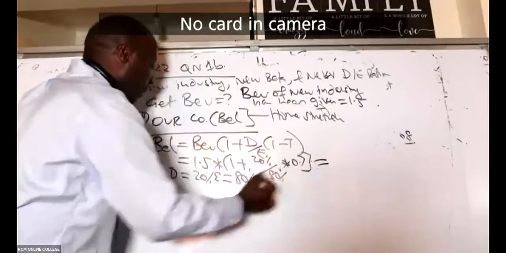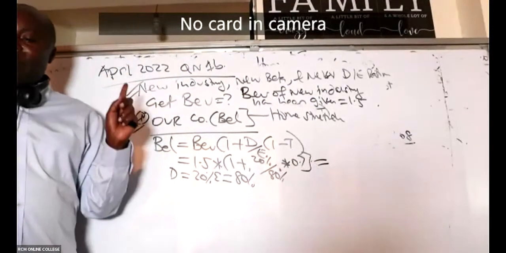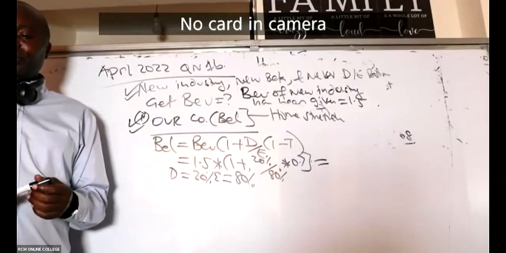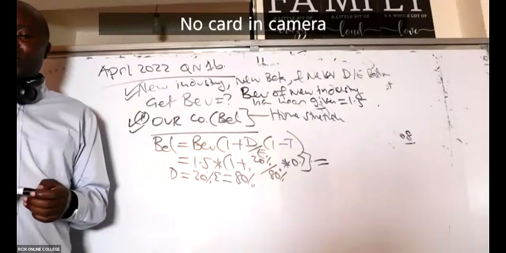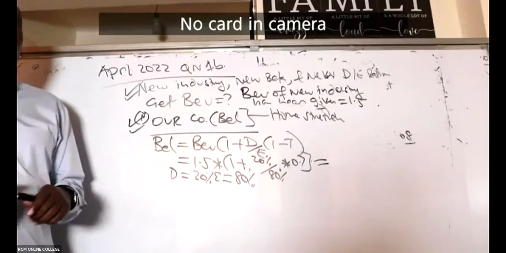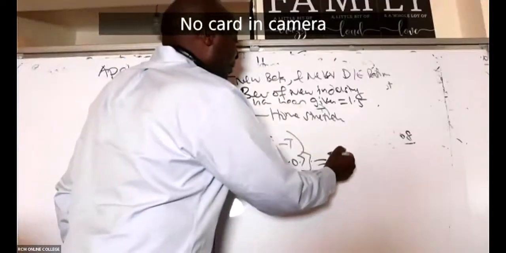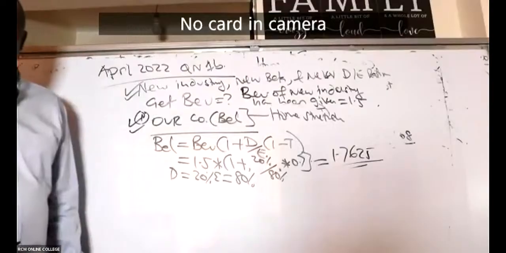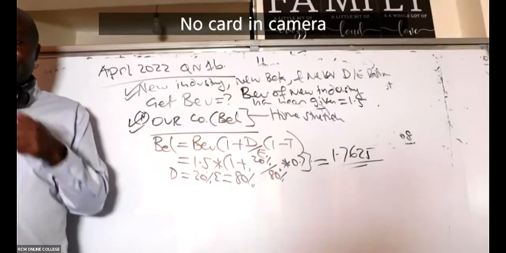What are you able to get for our beta? According to Nancy, it is 1.7625. Is that okay? Somebody else confirm this figure very fast. 1.7625. Hilda has been able to confirm the same.